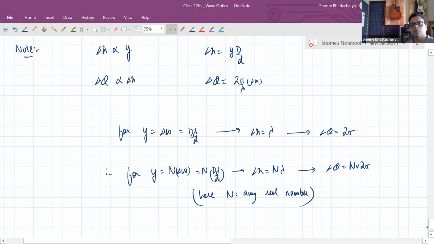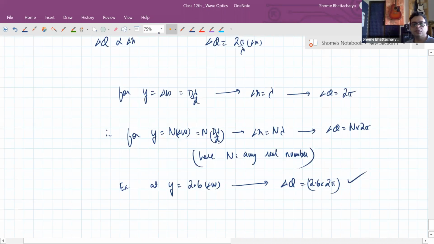So you can use that concept. So for example, if we are at y equal to, let's say, 2.6 times the fringe width, what will be the phase difference at that point? The phase difference will be 2.6 times 2 pi. We can just directly say this from ratio and proportionality.